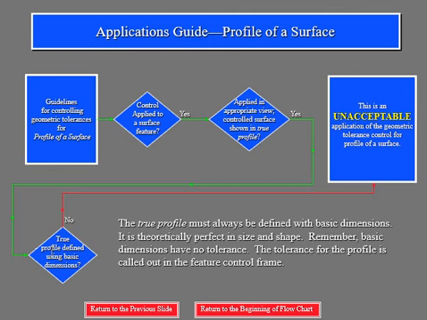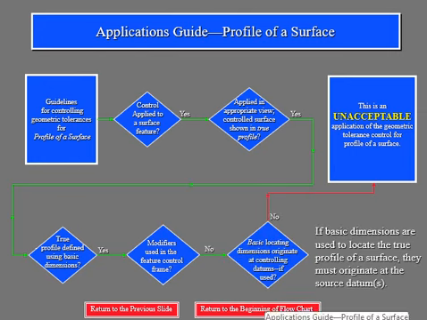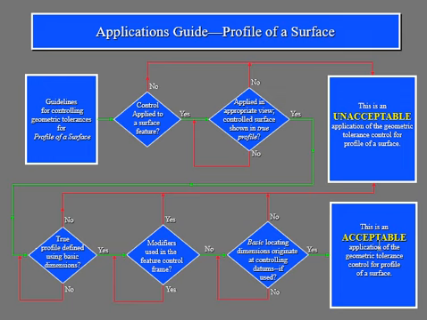Then we will take a look at your true profile. It's got to always be defined with your basic dimension. If not, don't accept it. Then we will look at the modifier. Your profile tolerance is always applied regardless of feature type. I've been reading this again and again for you. If that's yes, it's acceptable. If that's no, we're going to check another one and look at the basic dimension. If the basic dimensions are used to locate the true profile of a surface, then they must originate at the datum. If that's no, don't accept it. If that's yes, you're going to accept it, okay?